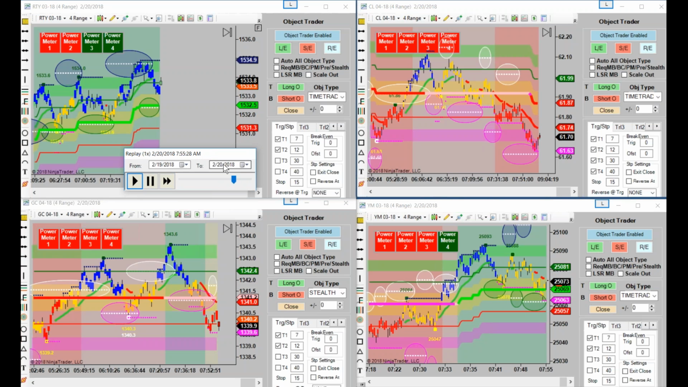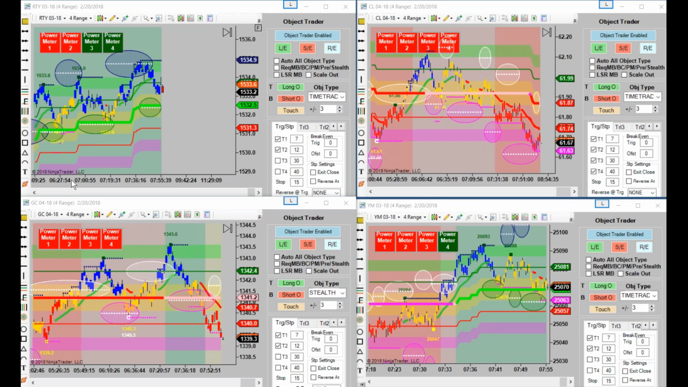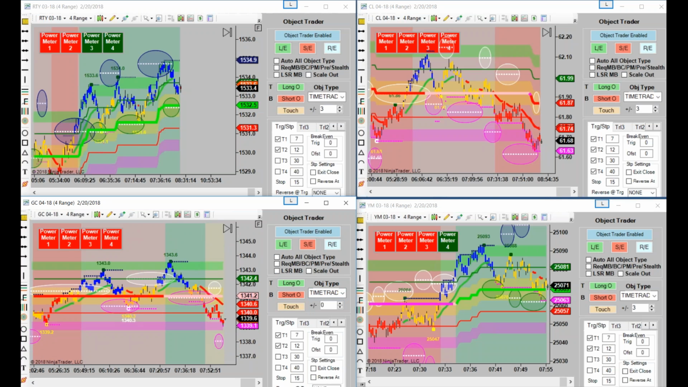And by the way, you can also do a touch plus if you want to, instead of the close. Maybe touch +2, touch +2, touch +2, touch +2, or you can do touch +3. It doesn't matter. The main thing is I don't personally like close all the time, because you can end up getting in too late. Okay, so stealth, yeah, we'll fix that. Turn that on, and we're ready to roll.